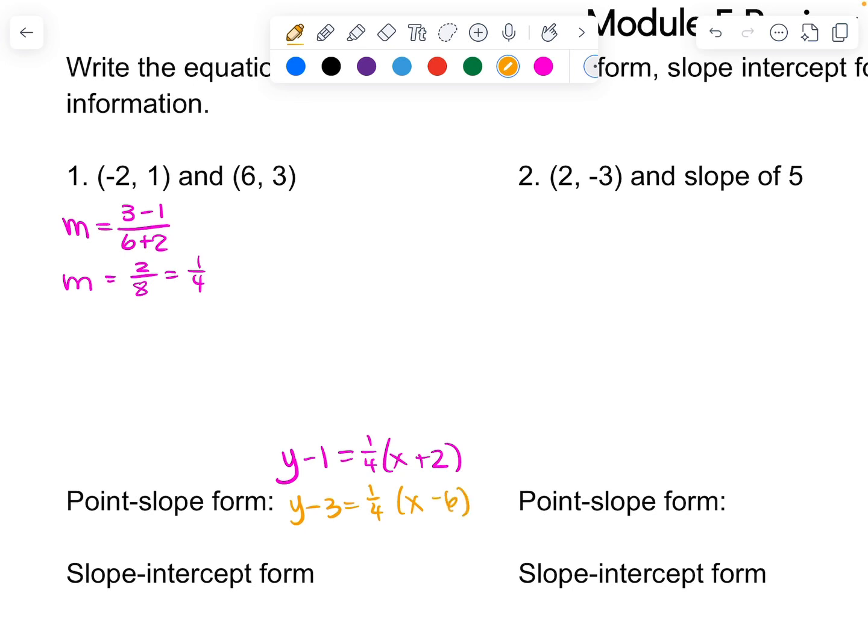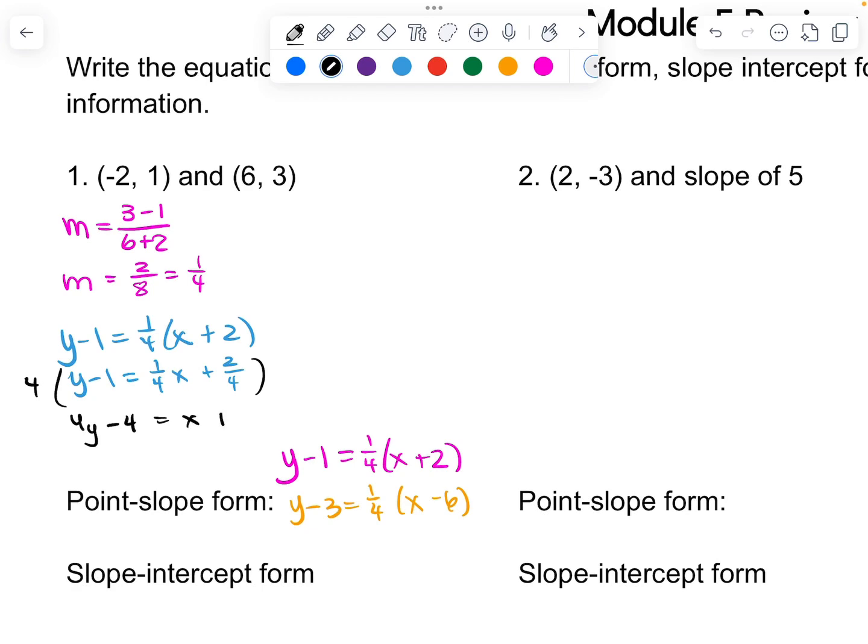Now, in order to get slope-intercept form, I'm going to take y minus 1 equals 1/4 x plus 2. I'm going to multiply through, get 1/4 x plus. Now, I'm going to leave it as 2/4 for a minute because I'm going to get rid of that fraction. I'm going to multiply everything by 4. So I'm going to get 4y minus 4 equals x plus 2.